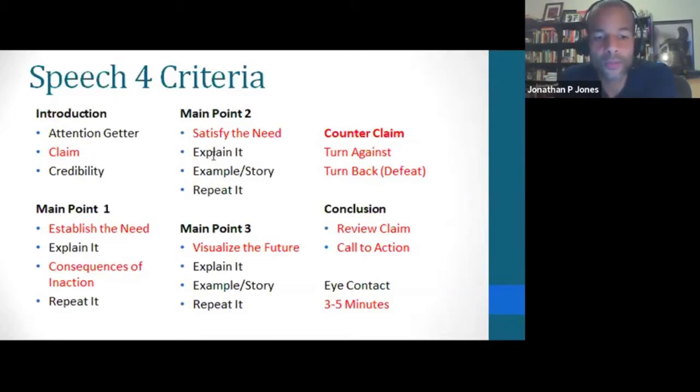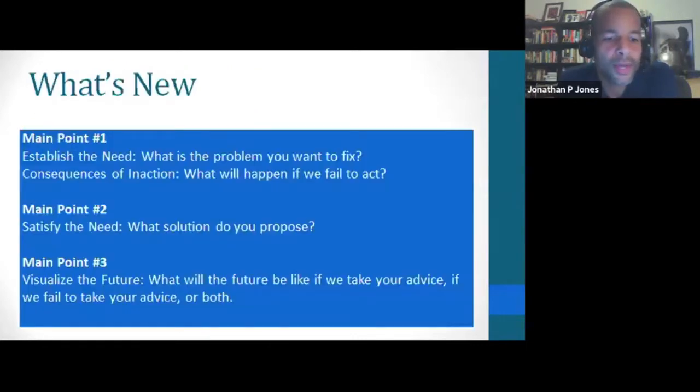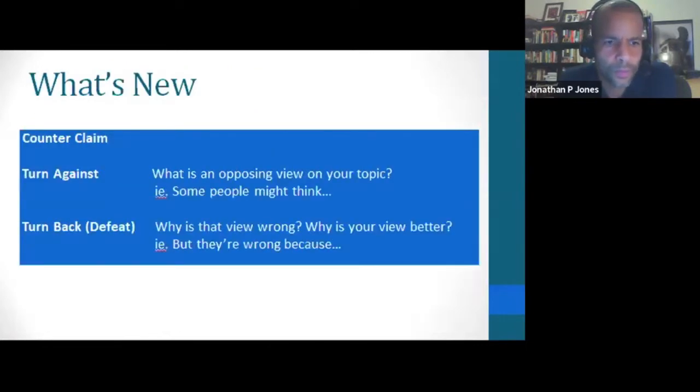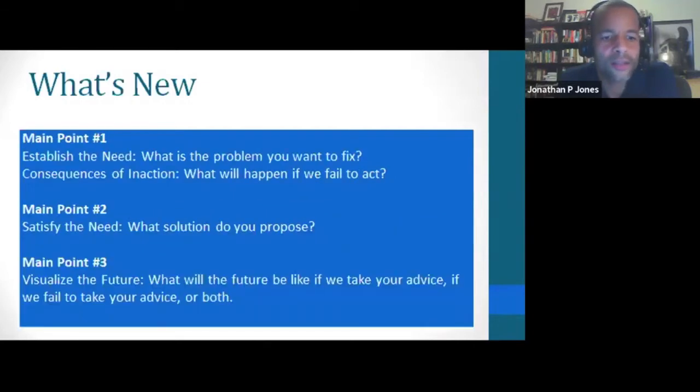In the other main points, it will still be explain it and then give an example or tell a story, but not in main point one, not when you're talking about the problem. Because you really want to emphasize that it's a problem, and telling a story about it is going to get us a little off track. You can use that for your attention getter if you want to do that. All right, so consequences of inaction: what's going to happen if we fail to act?